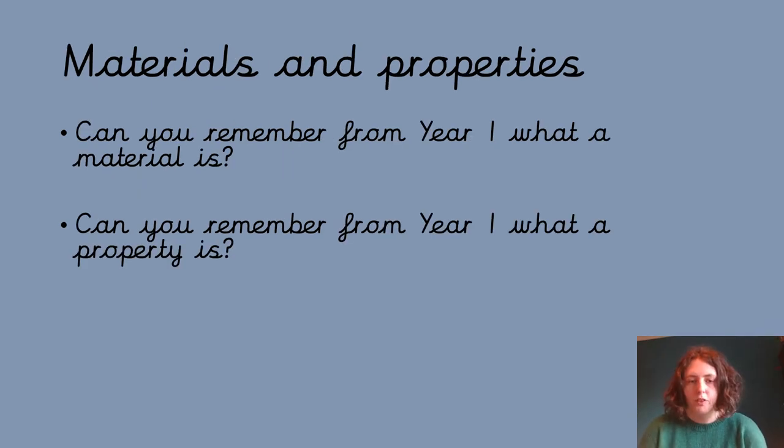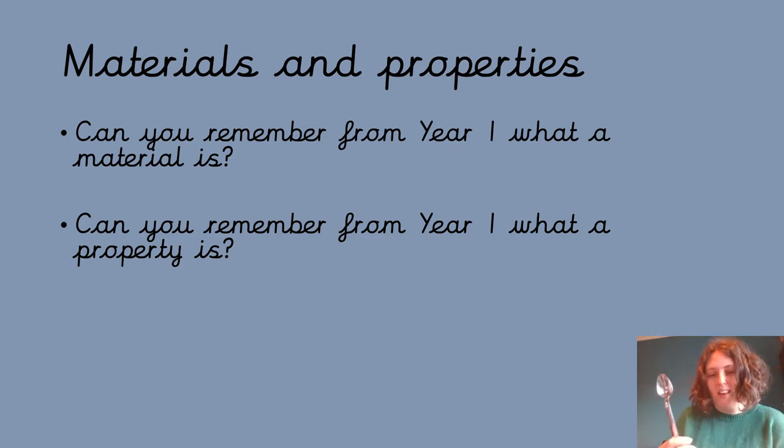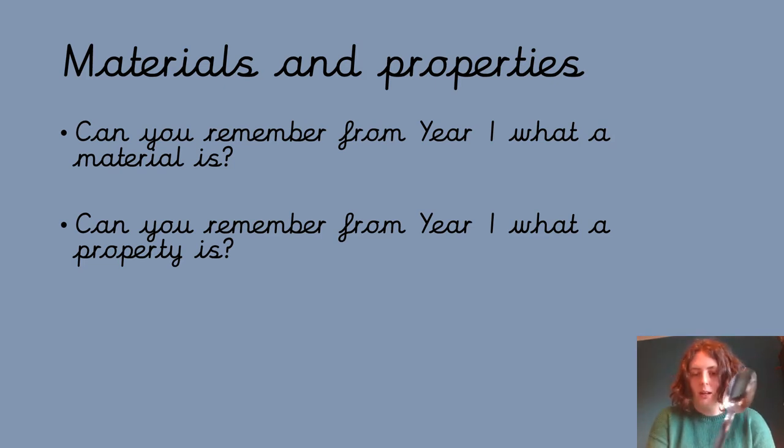So, did you have a think about materials and properties? So here I have got a spoon. The object's name is a spoon. The material this spoon is made of is metal. That's its material. And then we need to think about some properties. We could say it's shiny. We could say it is stiff. We could say it's reflective, that light reflects off it. And we could say as well that we can't see through it. They are all properties of this spoon.